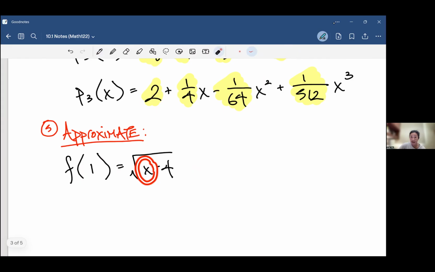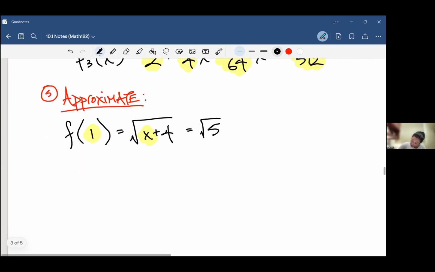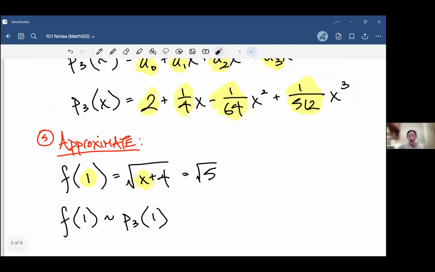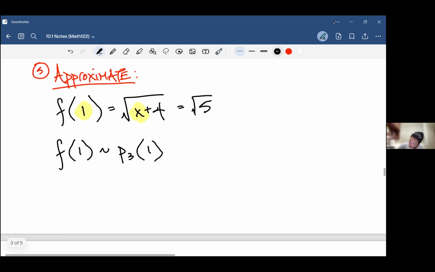So I know that when I plug in a 1 for x, that gets me approximating the square root of 5. Square root of 5 is the output or the y value, okay? So really, my 1 is going in for the x. What that means is that our f of 1 can be approximated by P3 of 1, meaning I'm going to go back to this third degree Taylor polynomial, and everywhere I see an x, I'm going to put a 1. Okay, so that gives us 2 plus 1/4 minus 1 over 64 plus 1 over 512.